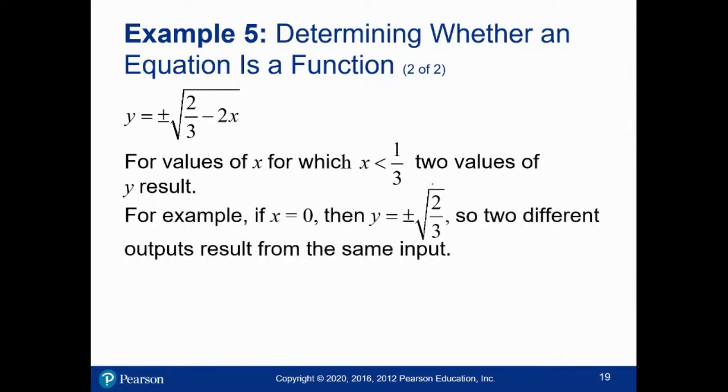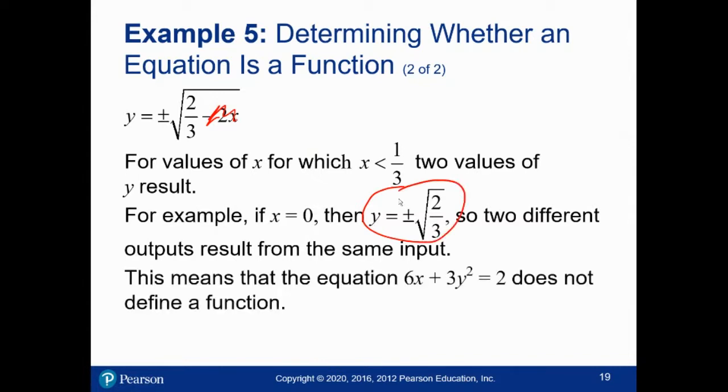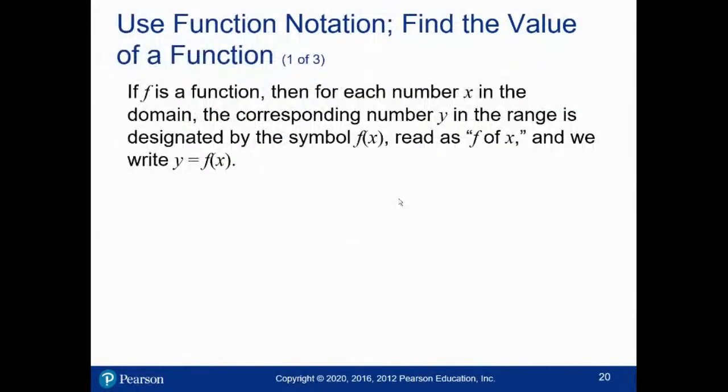For example, just let x equal 0. You get plus or minus root 2/3. If x is 0, that's the easiest thing to consider. Then y is plus or minus root 2/3, which is 2 different numbers. So one input gave us 2 outputs. So this is not a function. It's an equation, that's certainly true, but it's not a function. One input of x could give me more than one output of y. Okay.